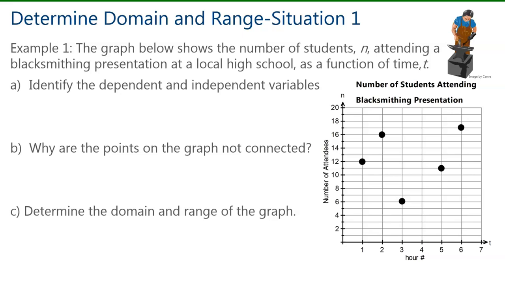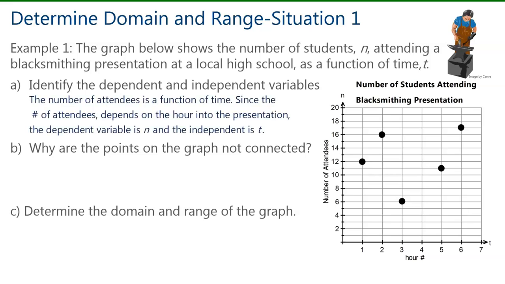A. Identify the dependent and independent variables. B. Why are the points on the graph not connected? And C. Determine the domain and range of the graph. Let's answer A. The number of attendees is a function of time. Since the number of attendees depends on the hour into the presentation, the dependent variable is N and the independent variable is T. Notice time T is on the horizontal axis and N, the number of attendees, is on the vertical axis.